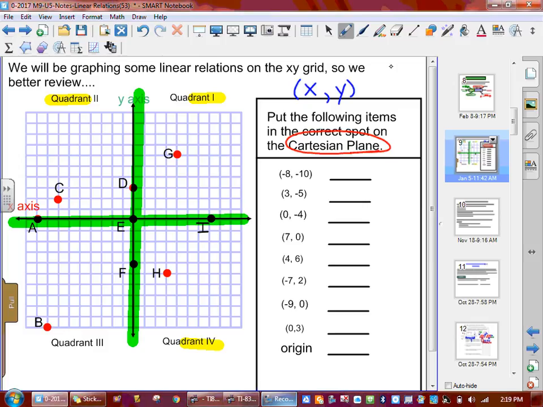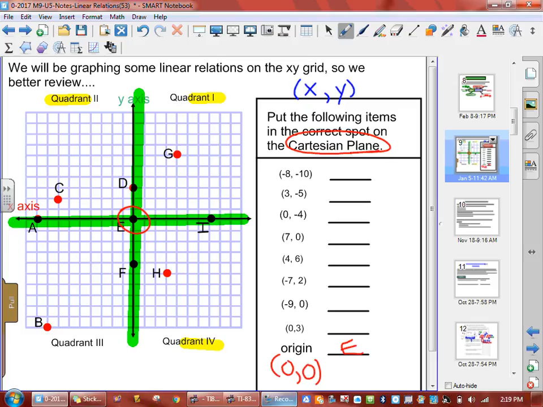All right, what do we call the center? It's got a very, very special name. It is the origin. So we're matching. On the bottom right, we're going to write letter E. That is the origin. Now, whenever we write a point, and I'm going to write the point for the origin, it is 0, 0.